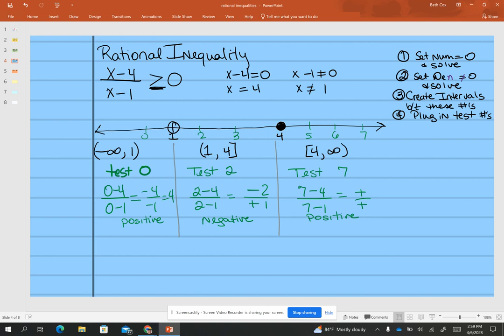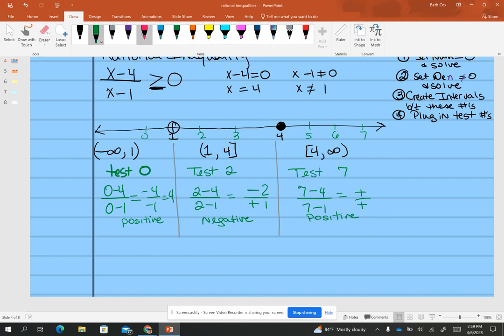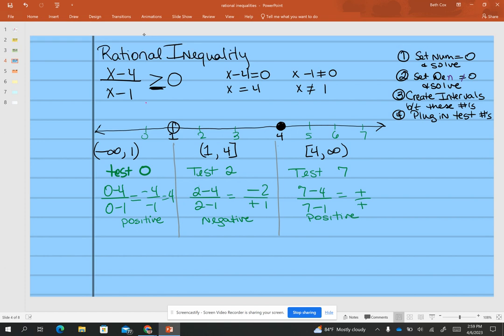So I've done step 1. I set the numerator equal to 0 and solve. Step 2, set the denominator not equal to 0 and solve. Step 3, I created my intervals and plugged in test numbers for step 4. So now the last step is to come up with my answer. What's the question? The question is, what are the x's that are going to produce greater than or equal to 0? Well, the one that produced equal to 0 was the 4. That's from the numerator. And then the ones that are greater than 0 are positive.